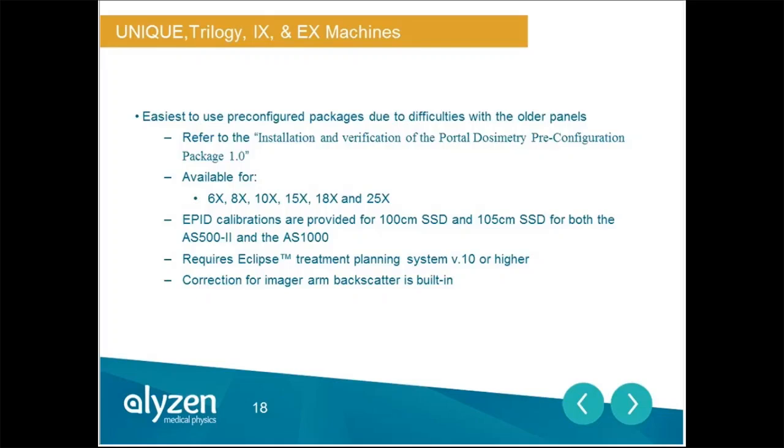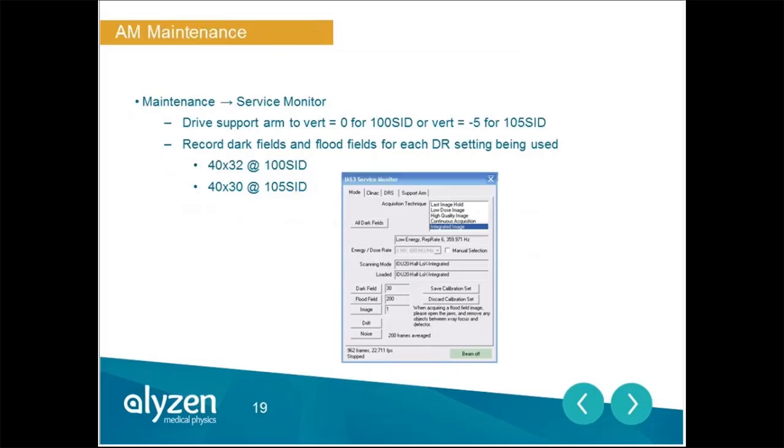But again, I just want to note that the correction for the imager arm is built into the intensity profile and into the EPID calibration that goes on. So we don't have to account for that on our own, which could be quite difficult because it's not symmetric. Just a very quick run through of how that's going to be done.